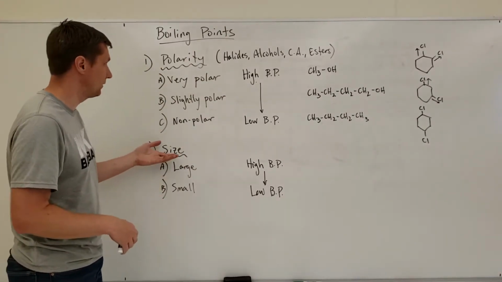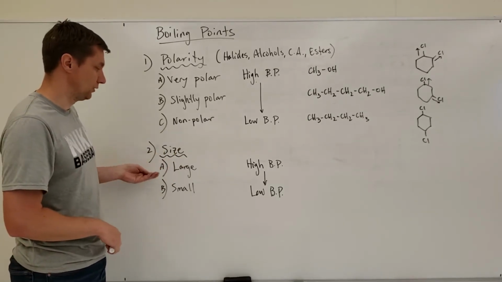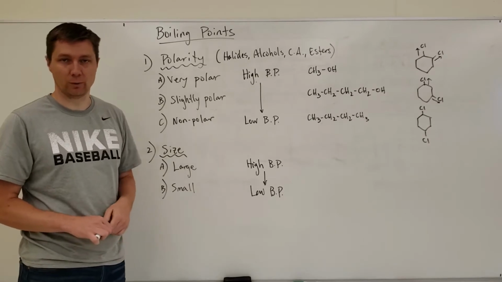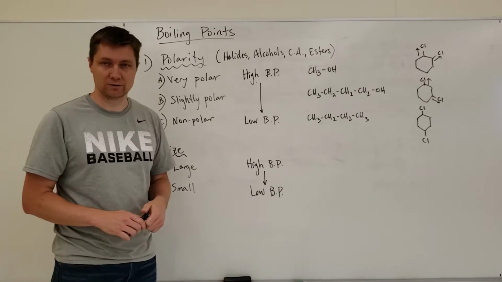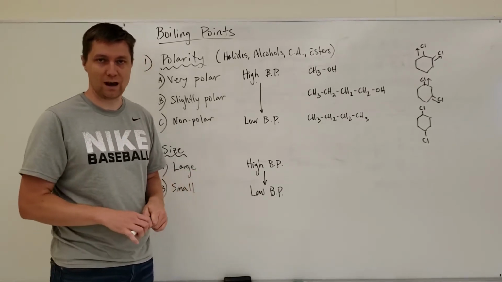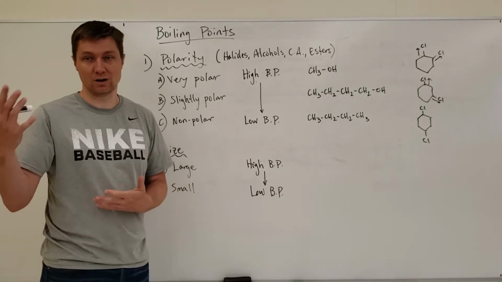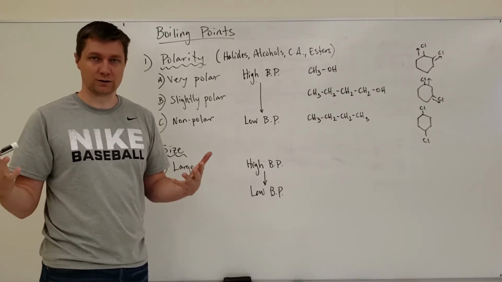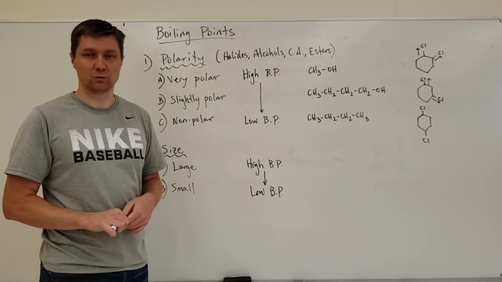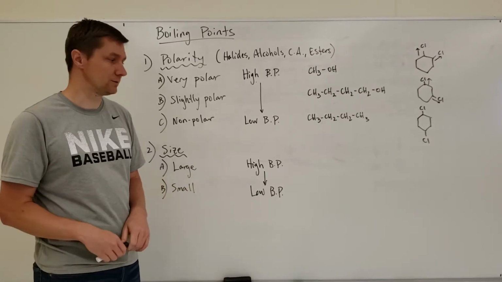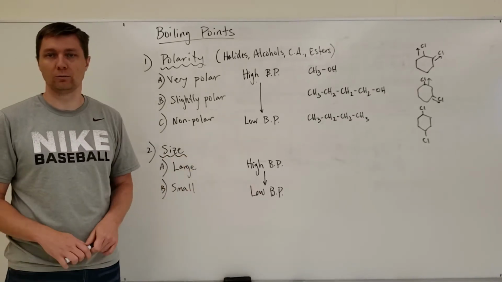The second thing that relates to boiling points is size, and this one's pretty simple. A larger molecule is going to have a higher boiling point. A smaller one's going to have a lower boiling point. And that really comes down to the London dispersion forces: a larger molecule is going to have a total number of electrons that's higher, and the number of electrons in a molecule is what dictates how strong the London dispersion force will be, therefore higher boiling point. So larger molecules, higher boiling point, smaller ones, lower boiling point.